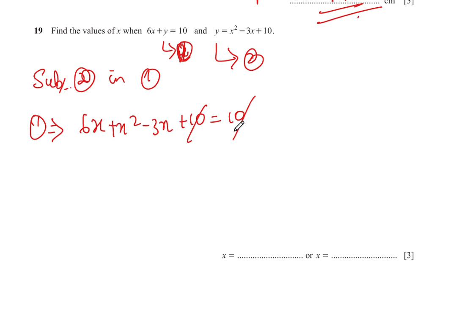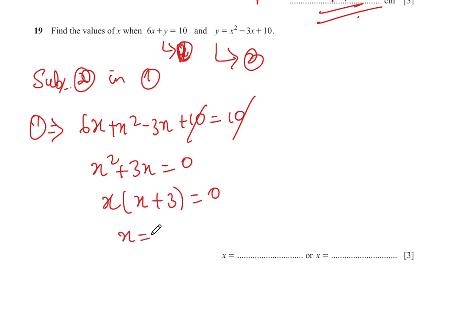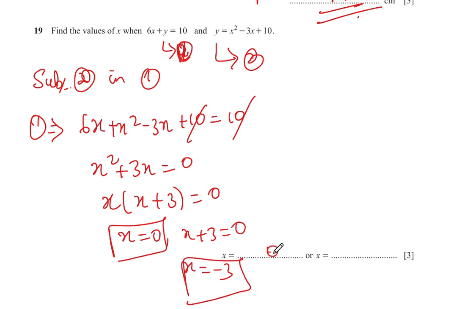Now on both sides 10, 10 is there, it will get cancelled. So x squared, 6x plus minus 3x is plus 3x, is equal to 0. Both terms have x common, take it out. The remainder here is x plus 3 is equal to 0. So from this x is equal to 0 and x plus 3 is equal to 0. When you take x plus 3, then x is equal to minus 3. So we got x is equal to 0 and x is equal to minus 3. These are the two values.